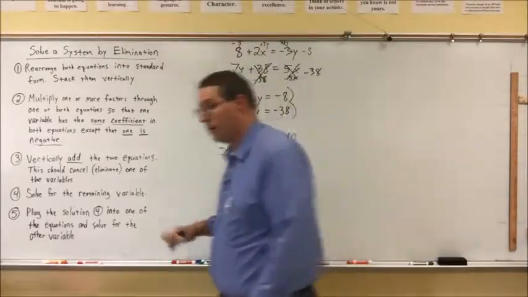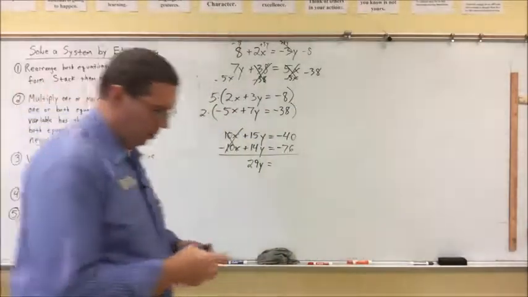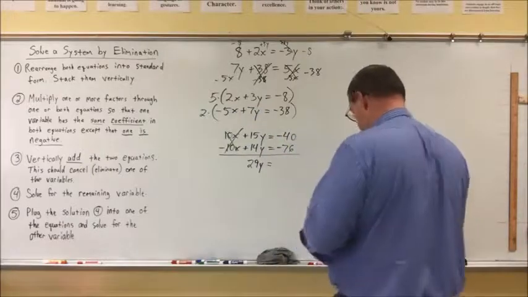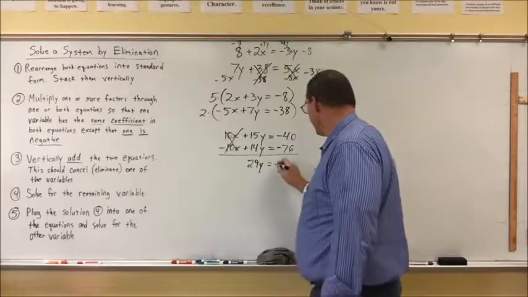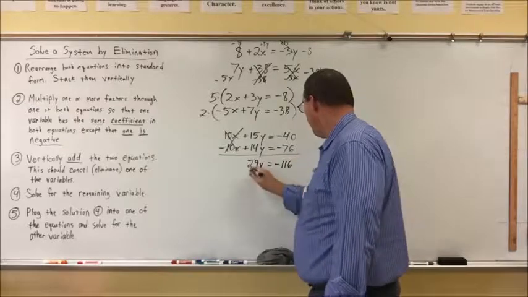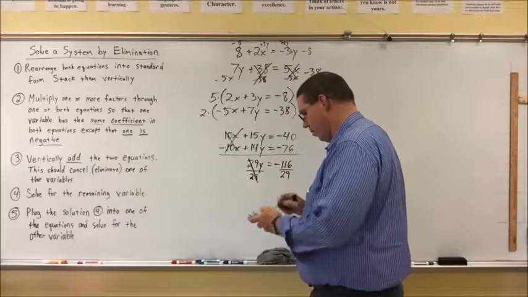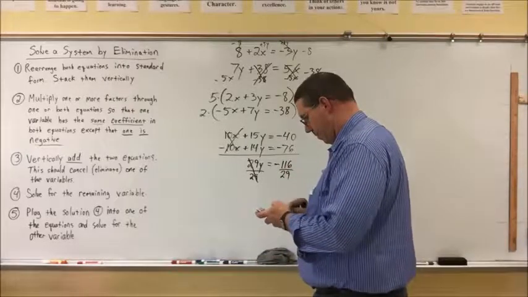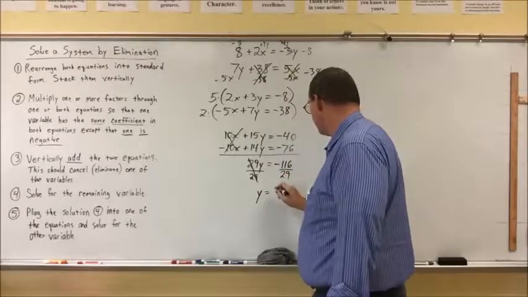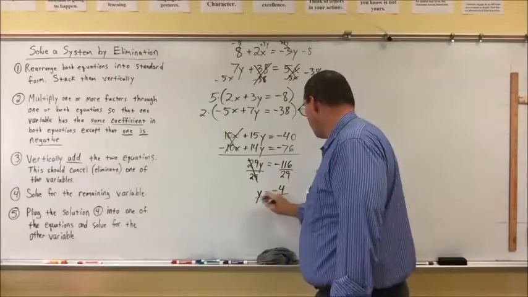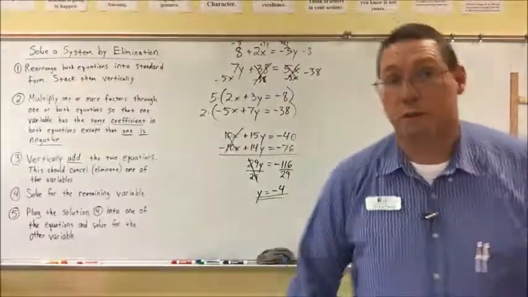You know what? I'm going to get a calculator for that one. Let's see here. That's negative 116. Now I'm going to divide by 29 on both sides. Let's see if 29 divides into that. It does, 4. So now y is equal to negative 116 divided by 29, which is negative 4. So I have my solution for y.